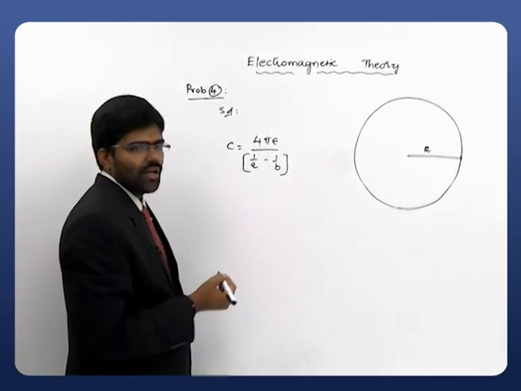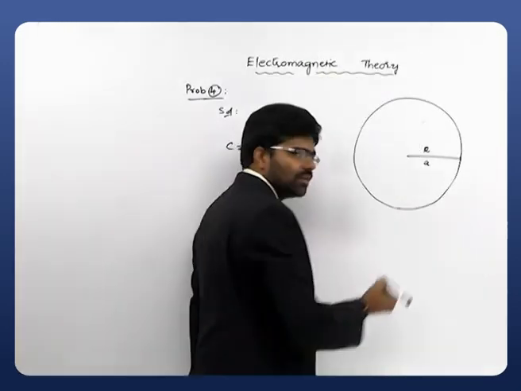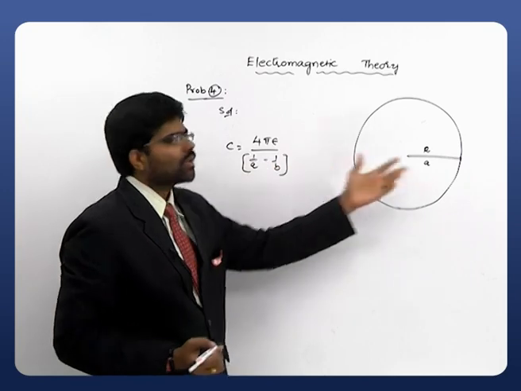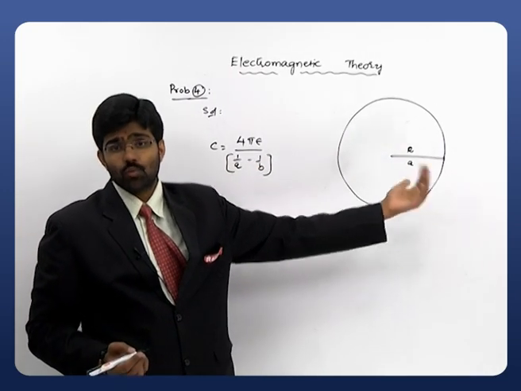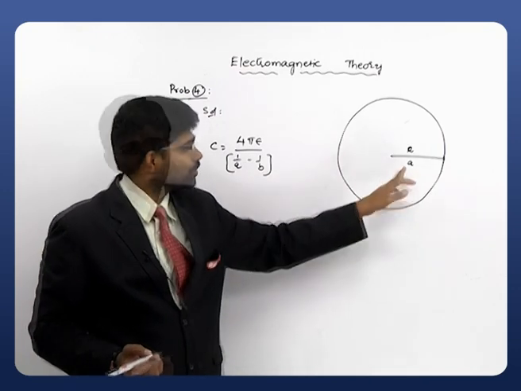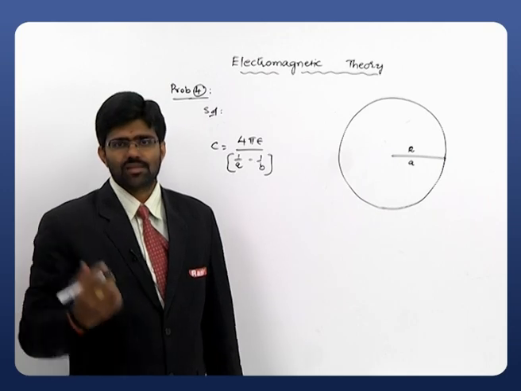This 1 by A, A is the inner radius, and here instead of this r we can take A, right? B is the outer radius. But here, clearly, in this problem there is no outer radius. So what we are supposed to do is consider the outer radius to be at infinity. It has an infinite distance.